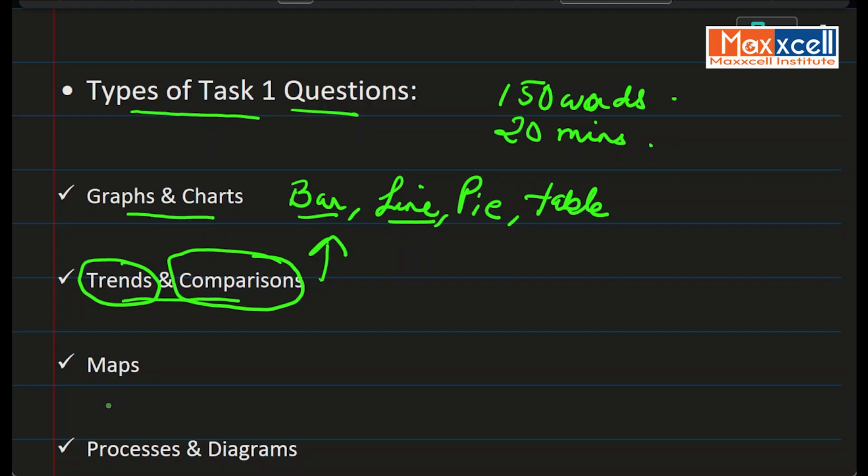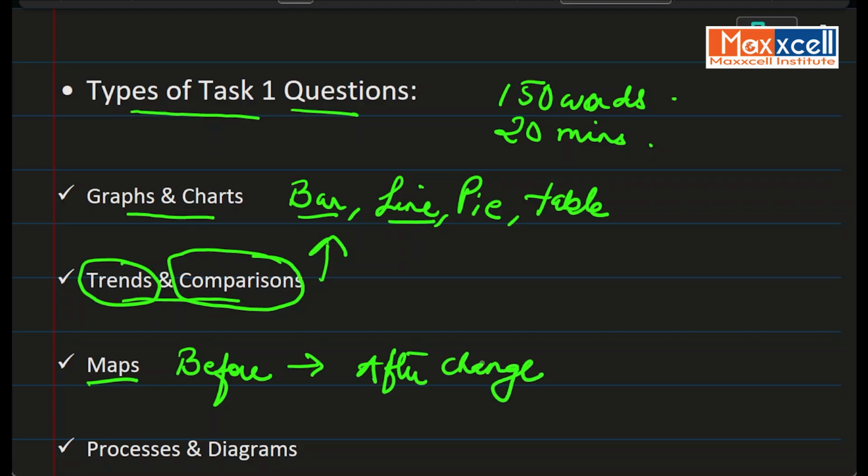Okay, the next one, it can be in relation to maps. So there can be a map which is appearing in the task 1, and you need to say what is the situation before and what are the after changes. So there will be 2 मैप. सो 2 मैप दिखाए जाते हैं, एक जो पहले वाला है उसके बाद वाला. So before one you need to see how it appears, and then you need to see what is the after change which has happened.